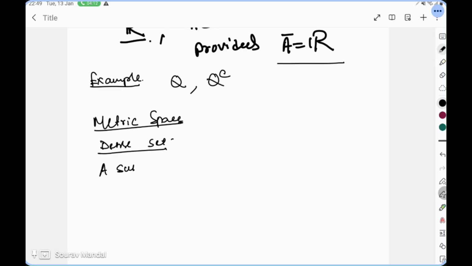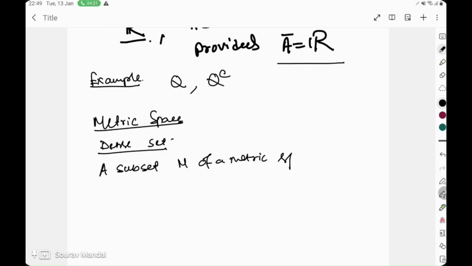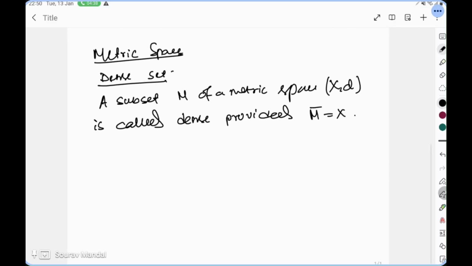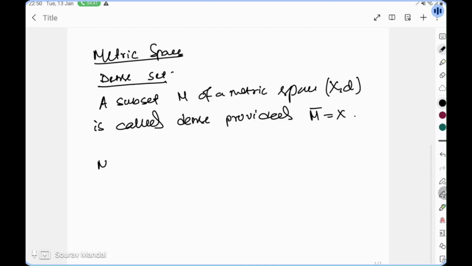A subset M of a metric space X is called dense provided M closure is equal to X. Okay. Now, what is M closure? What does it mean? Can you tell me what M closure is? The smallest closed set containing M.